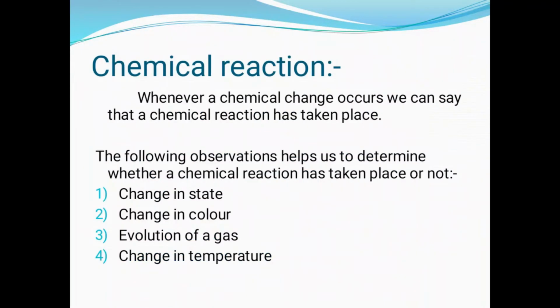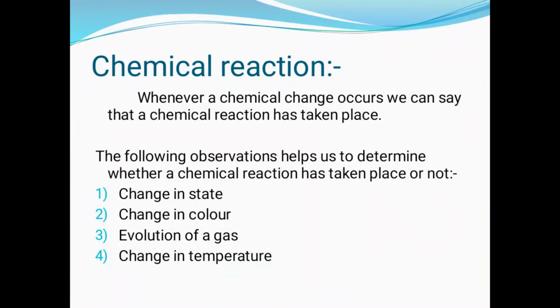Now we will see chemical reactions. Whenever a chemical change occurs, we can say that a chemical reaction has taken place. As in the previous case, when we burned the magnesium ribbon in oxygen, we got magnesium oxide, we say that a chemical reaction has taken place.